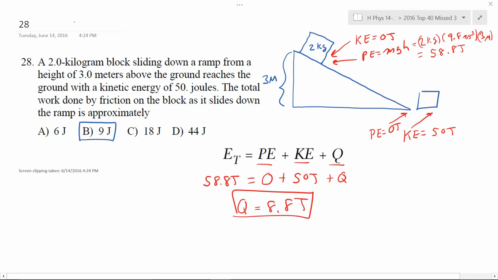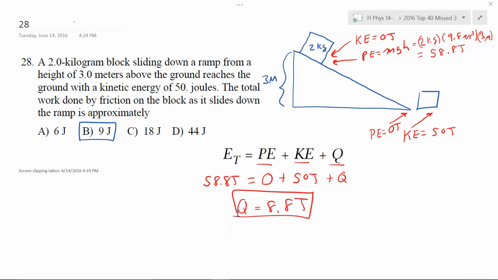So as the block slides down and friction does some non-conservative work, it takes some of the energy away. If we lubricated the ramp at the bottom, it would have an energy closer to 58.8 joules because friction would do less work. But in this particular problem, the work done by friction is 9 joules.